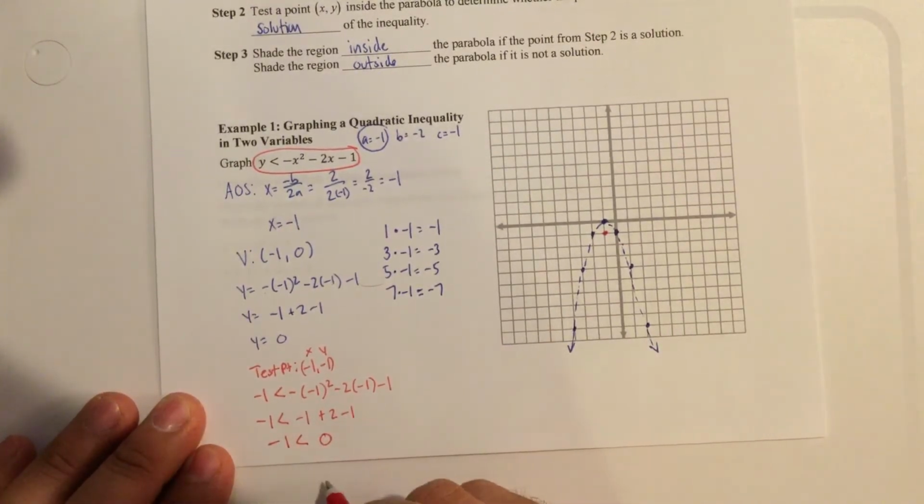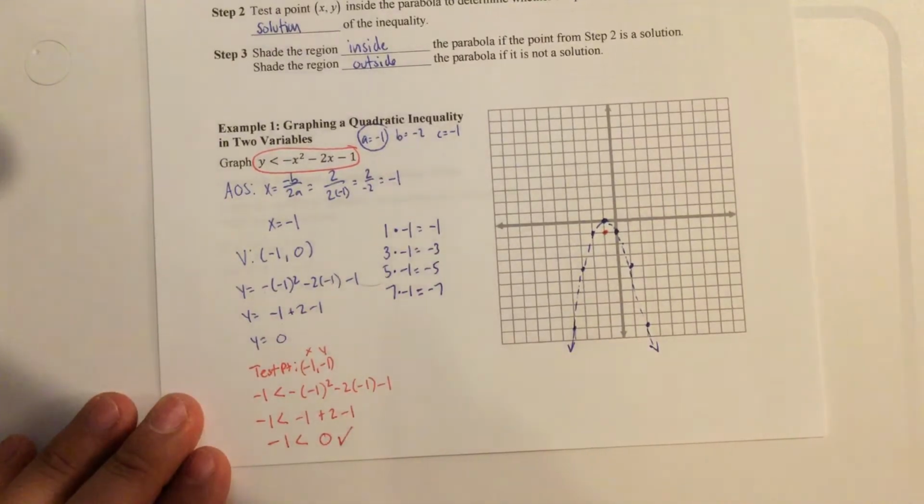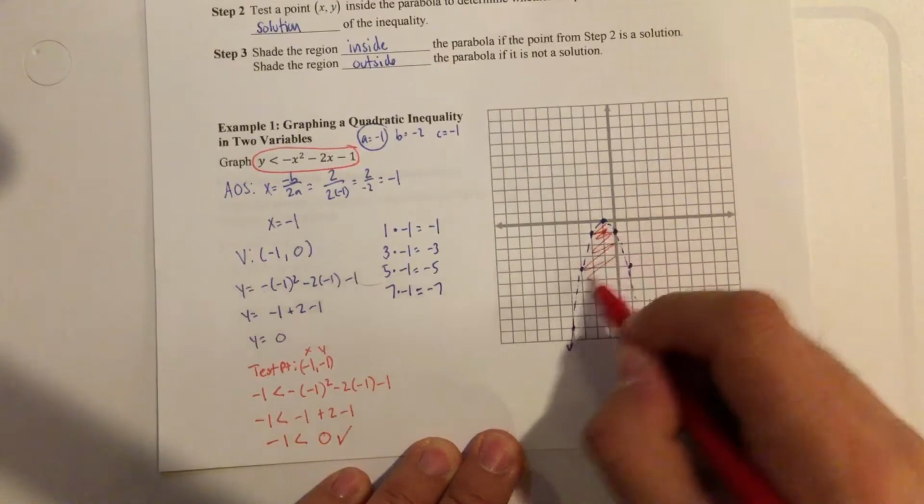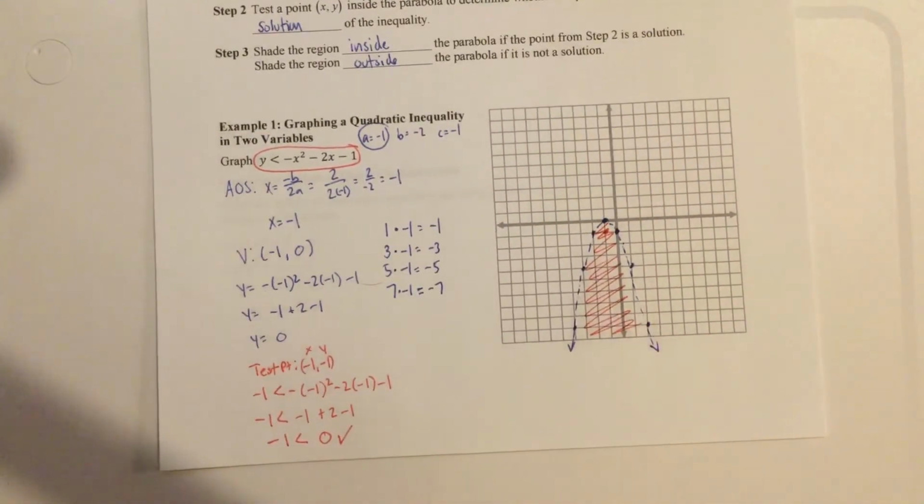And is -1 less than 0? The answer is yes, it is. So that means that we shade inside of the parabola. Okay.